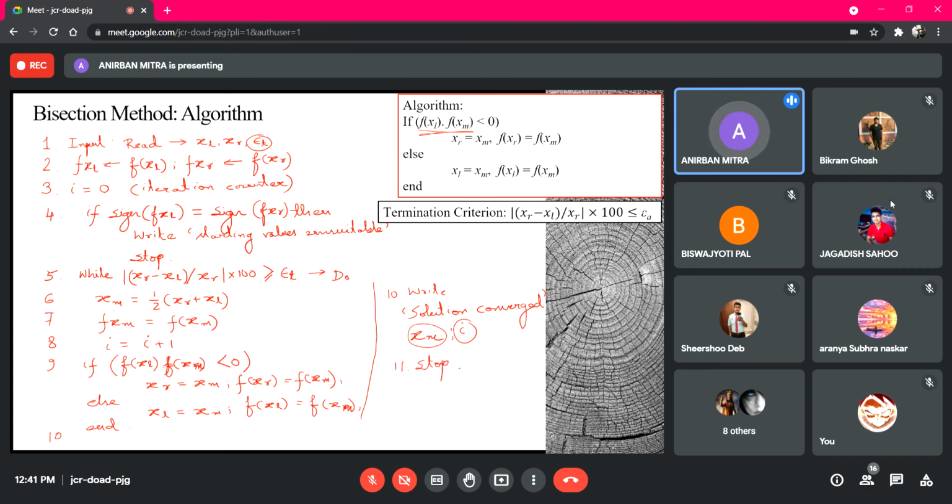So this is a basic bisection algorithm. It does not consider any of the intricacies, any of the complications, does not take care of them. And a straightforward implementation of the bisection method is shown here. I hope you will be able to convert this to a working program.